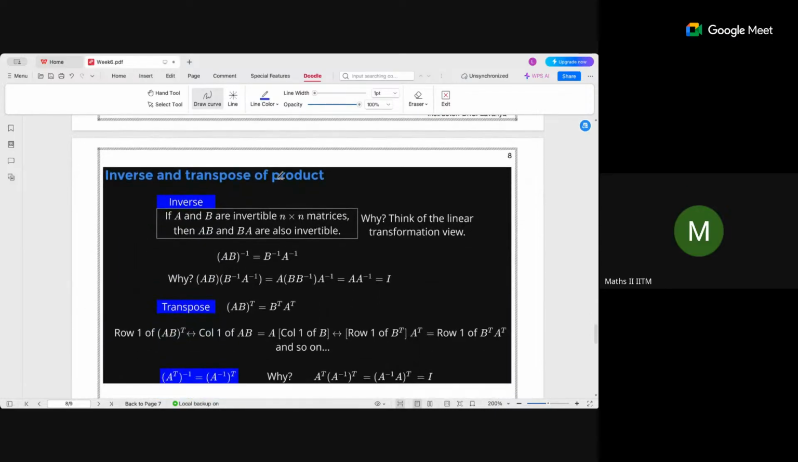So, inverse and transpose of a product. Let's say you have two invertible matrices A and B. Then AB and BA are also invertible. How is that so? AB whole inverse is equal to B inverse A inverse. First of all, how is it? In terms of linear transformation, can you think how that is correct?